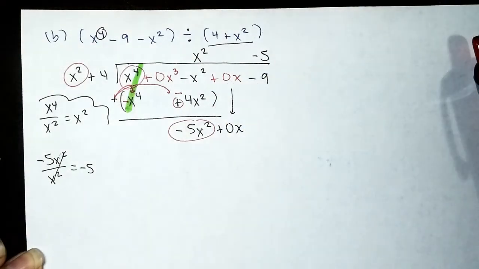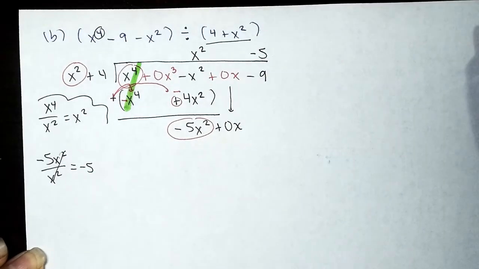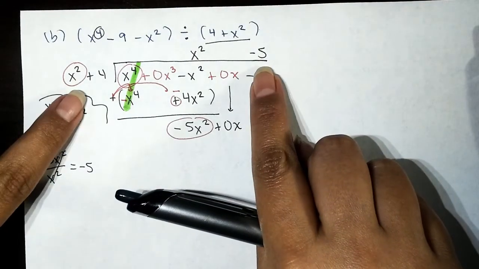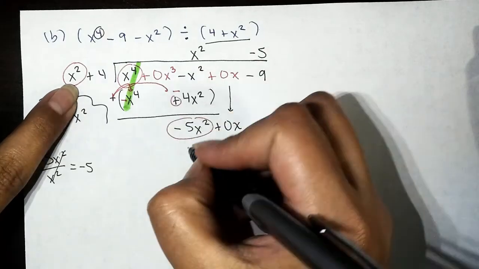All right, so let's do this. Steps for long division. Divide, multiply, subtract. Let's go ahead and multiply. I need my fingers. Negative 5 times x squared will give us negative 5x squared.